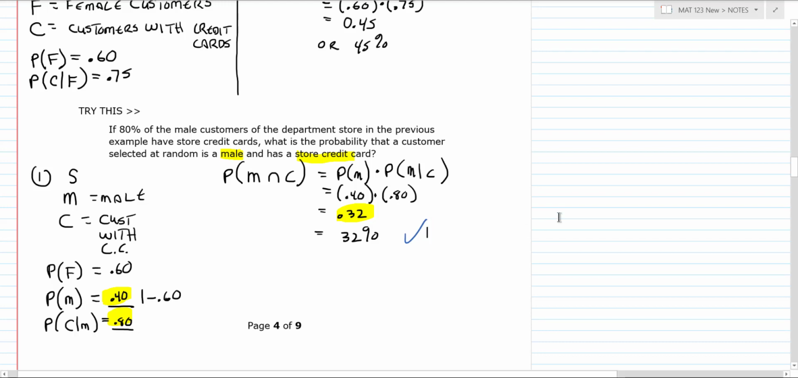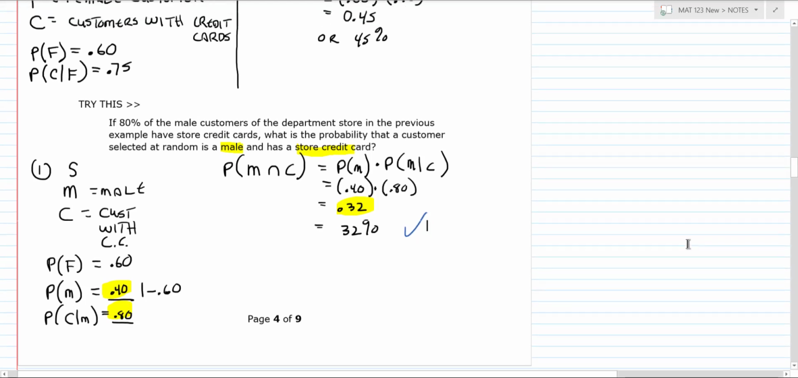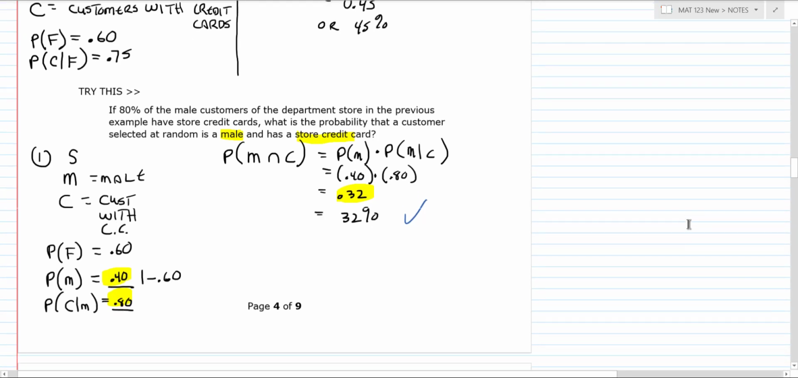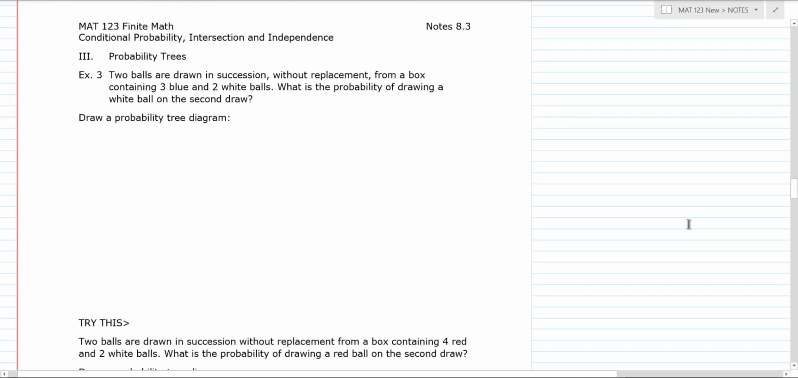Okay, questions? Okay, when it's a given probability, you have a formula for a given probability. When it's an and probability and you have one of the given probabilities, something given something, then you're going to use this formula, okay? All right, next page, what we're going to do is begin to get into probability trees.